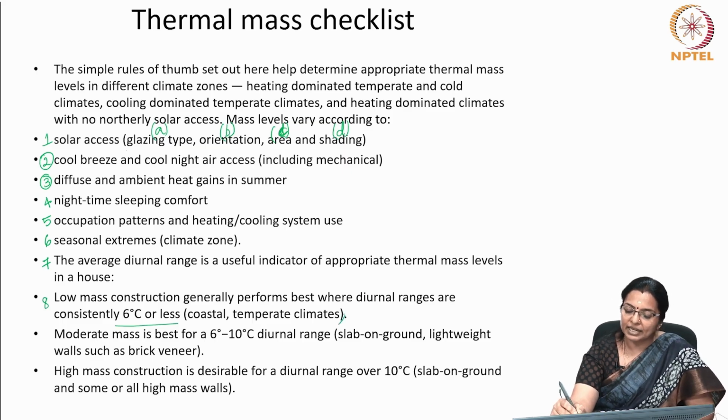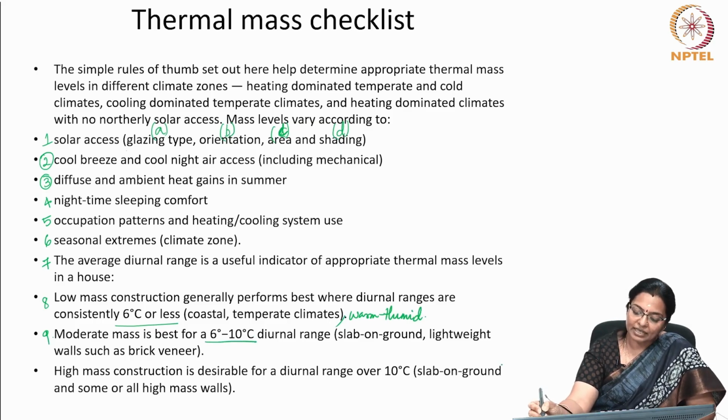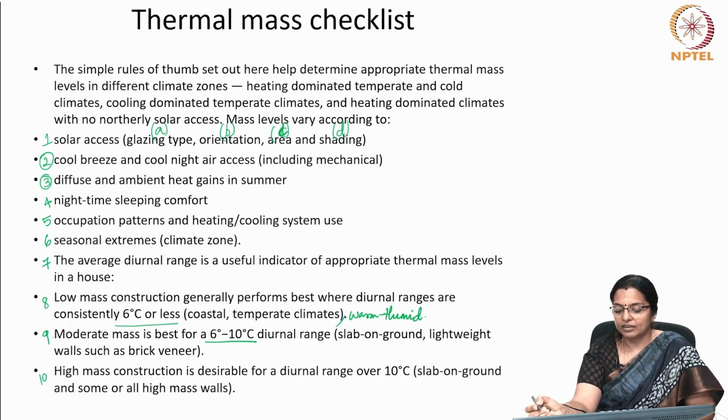Coastal, temperate climate, warm and humid, these are the most appropriate climate types. Moderate mass is best for 6 degrees to 10 degrees diurnal range. Slab on ground, lightweight walls such as brick veneer. Whereas high mass construction is desirable for a diurnal range of above 10 degrees centigrade, like slab on ground and some or all high mass walls.